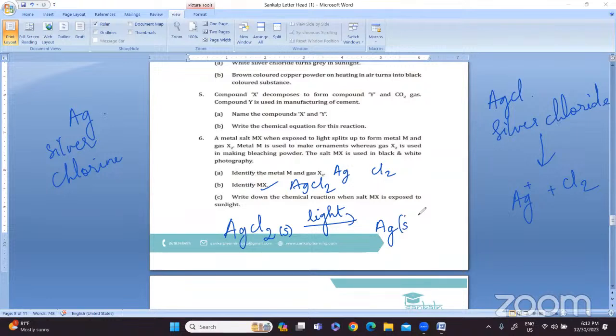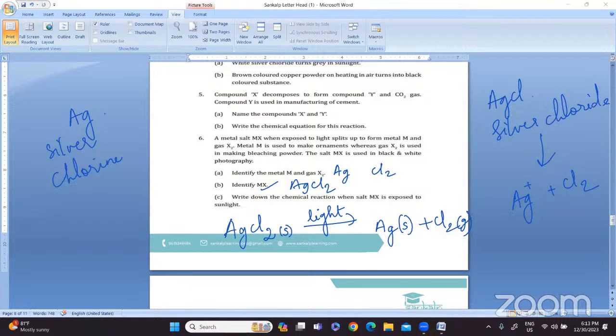This metal, silver, is used in ornaments, while chlorine gas is used in making bleaching powder. And the salt, AgCl, silver chloride, is used in black and white photography. So this way you have to answer this particular question. I hope this is clear.